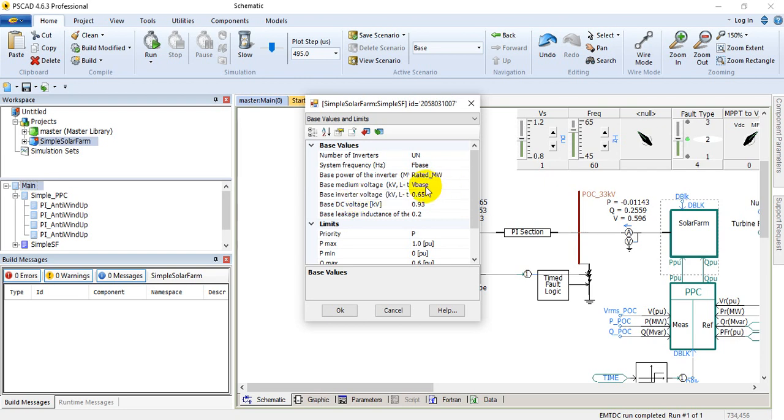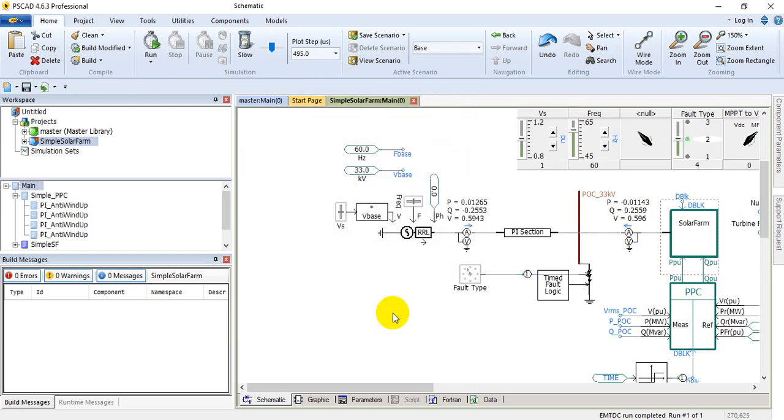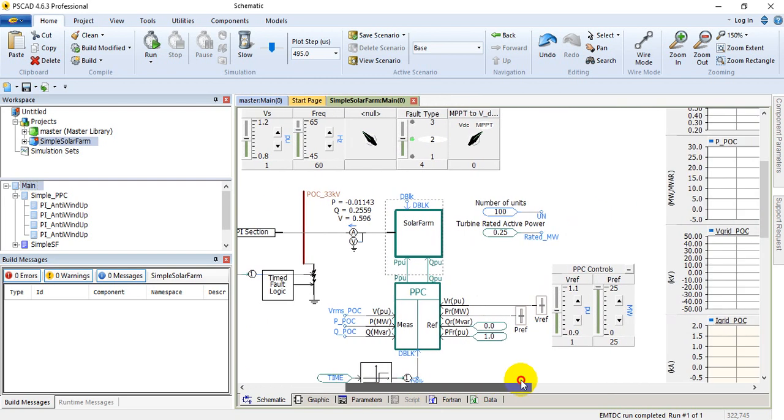So here, similarly, the V base is also through a string, and the base inverter voltage is 0.6 kV, the base DC voltage is around 1 kV, and the base leakage inductance is 0.2. And the limits that we have added are the same things that we gave in the power plant controller as well. And the ramp rates for the real power and reactive power, by default we add 1 per unit per second, meaning it takes that ramp to reach the peak value. So this is how you can see the solar parameters.